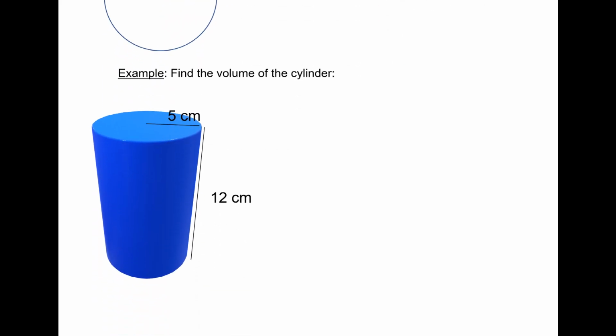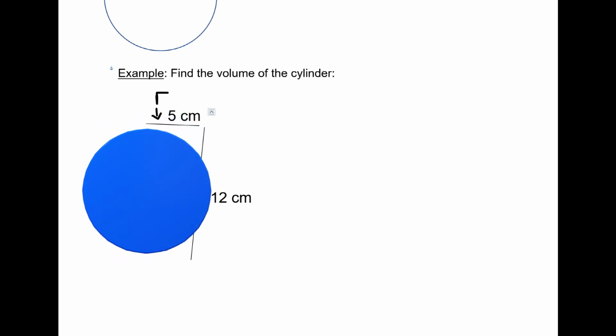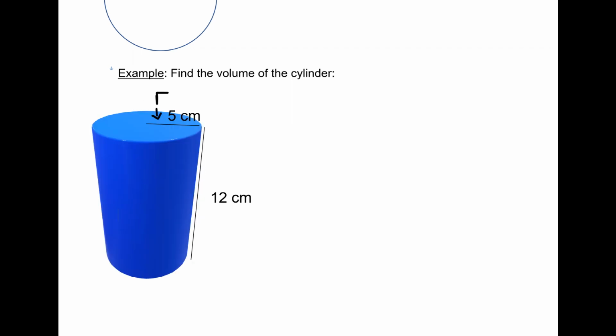Here's an example. If I want to find the volume of this cylinder, I'm firstly going to identify the radius of the circle on the end. If you look here, the end, or the cross-section, is a circle, and we can see the radius of that circle is 5 centimeters.